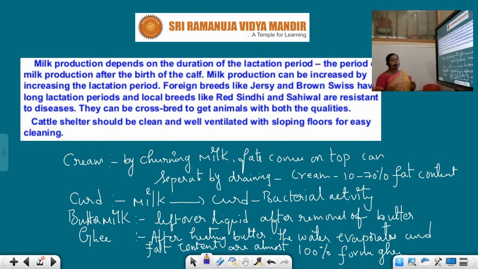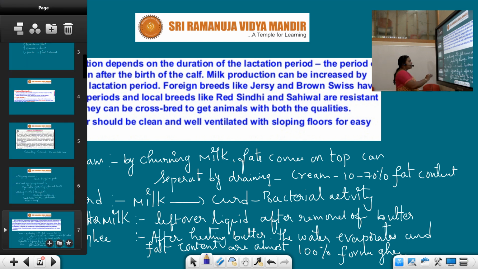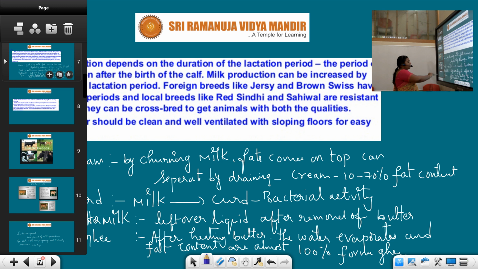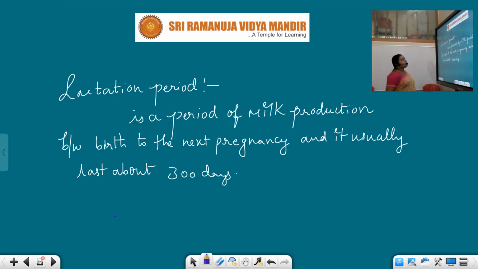First, let us discuss milk production. Milk production depends upon the lactation period. So students, let me explain what we mean by lactation period. Now here, see, lactation period is the period of milk production between birth and the next pregnancy, and it usually lasts about 300 days. So when a cow gives birth to a baby, from that stage till it acquires the next pregnancy, this duration or period is known as the lactation period.